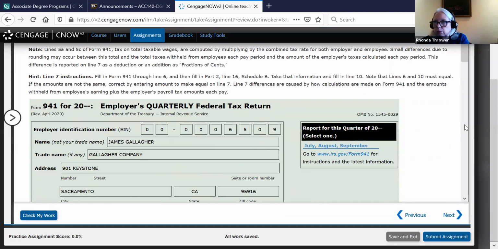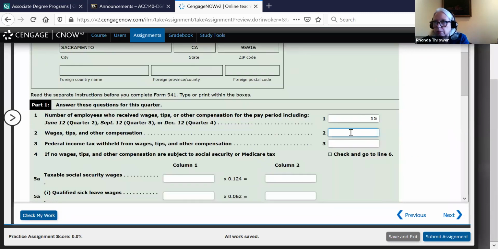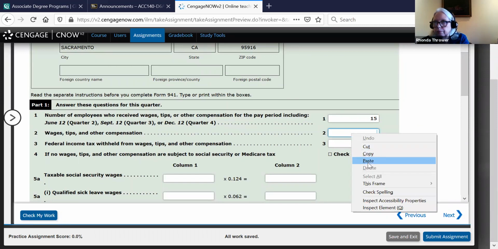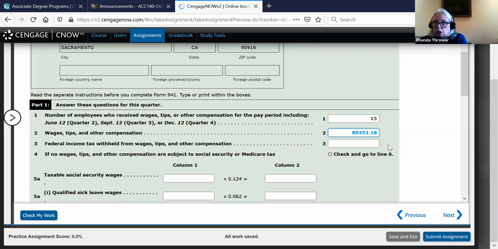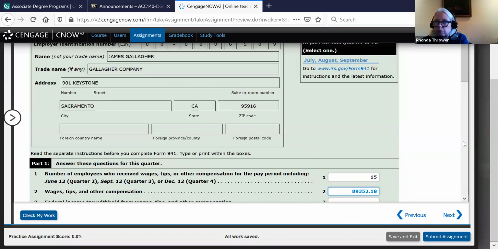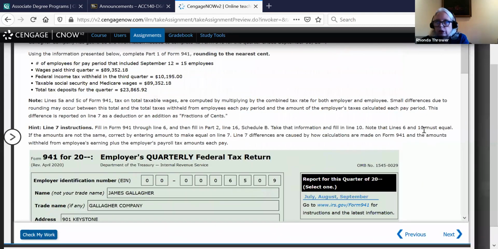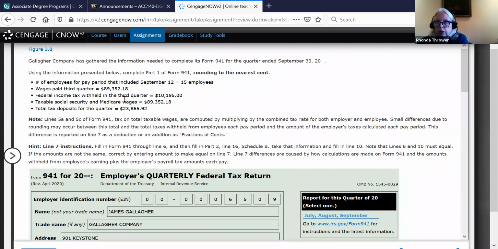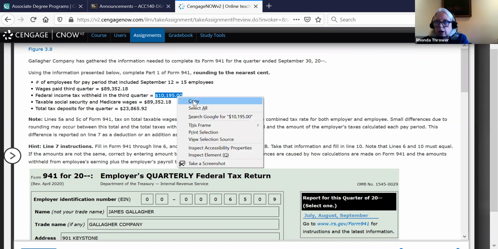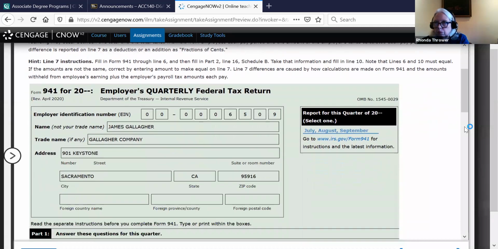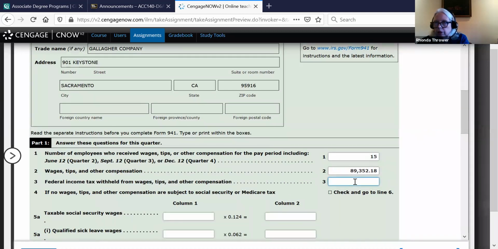Let me see if I can copy and paste that in there. I don't know if that'll work or not, but we're going to try it. How about that? All right, the next line is asking you for the federal income tax withheld. In this chapter, they give us the amounts. Next chapter, we'll learn how to find or figure what this amount's going to be. The federal income tax withheld for the third quarter was this amount right here. So again, I'm going to copy and paste that amount here.